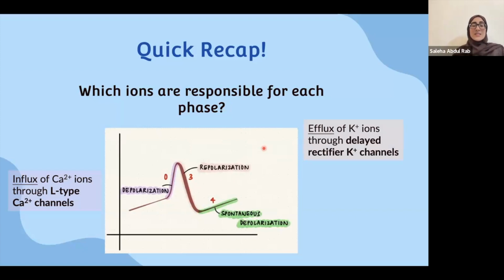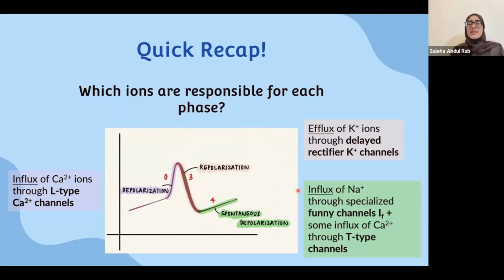Okay, next we have phase 4. Phase 4 is the spontaneous depolarization, which is responsible for the self-excitation of the SA node. This happens through an influx of sodium through specialized funny channels and some influx of calcium at the end through T-type calcium channels. Okay, cool.